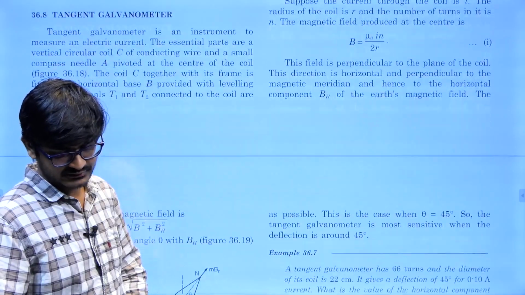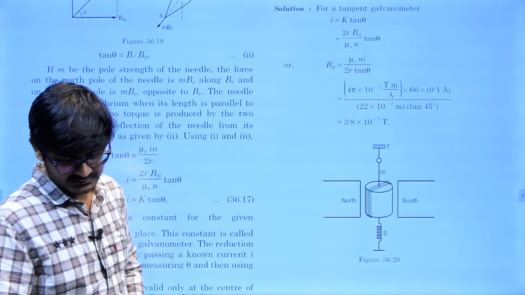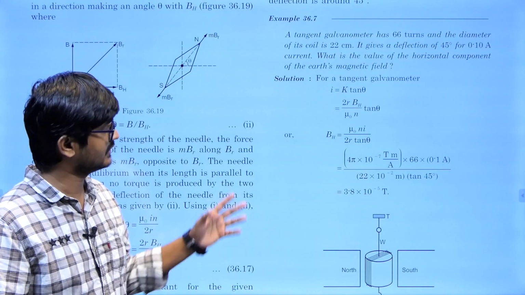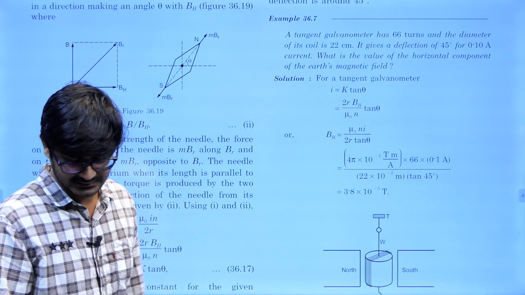Sometimes we will be knowing the horizontal component, and we can find the current anyway. So yeah, maybe if you want you can see the example, you can try it.